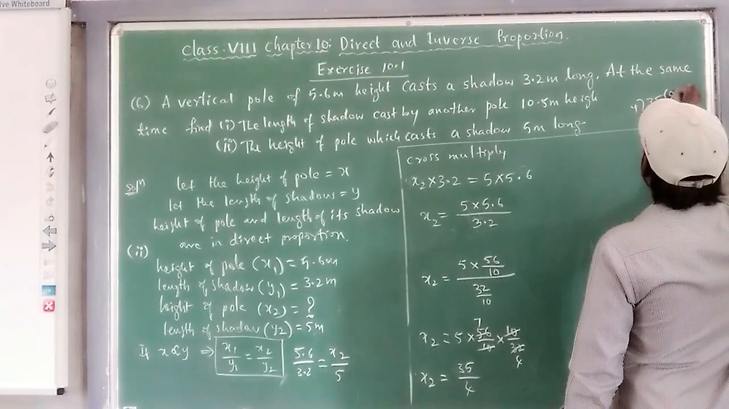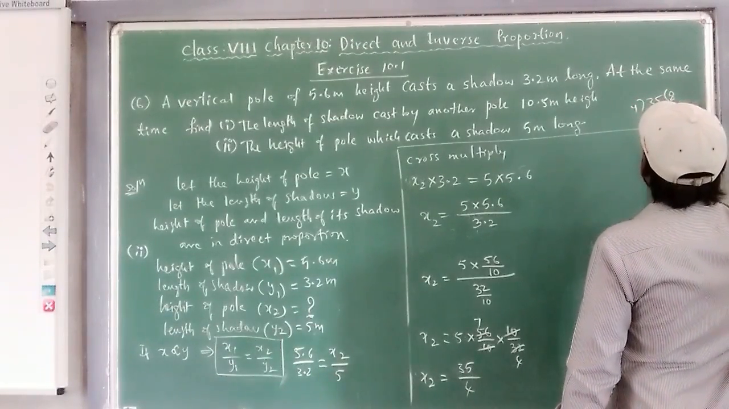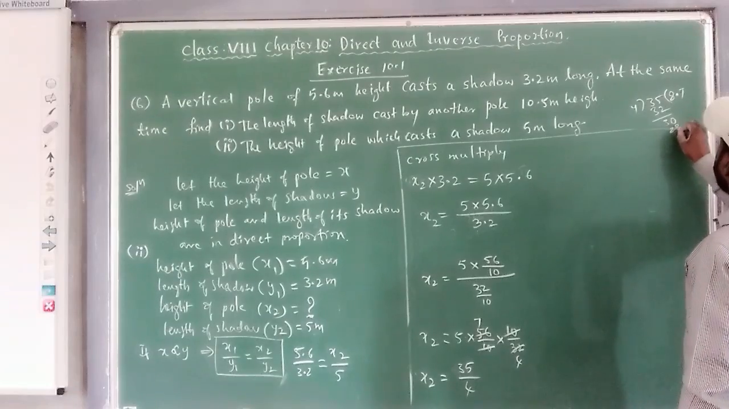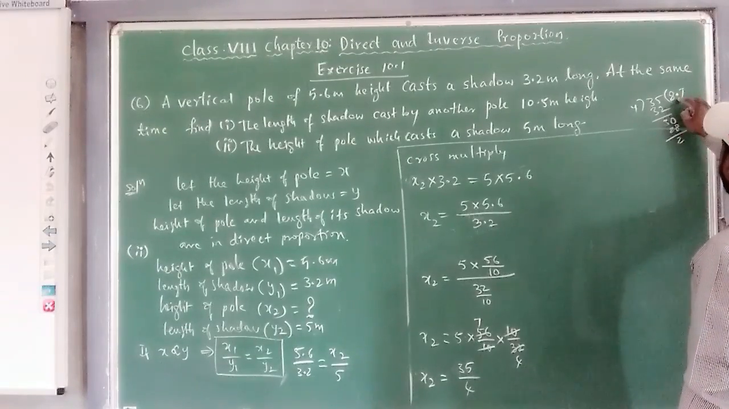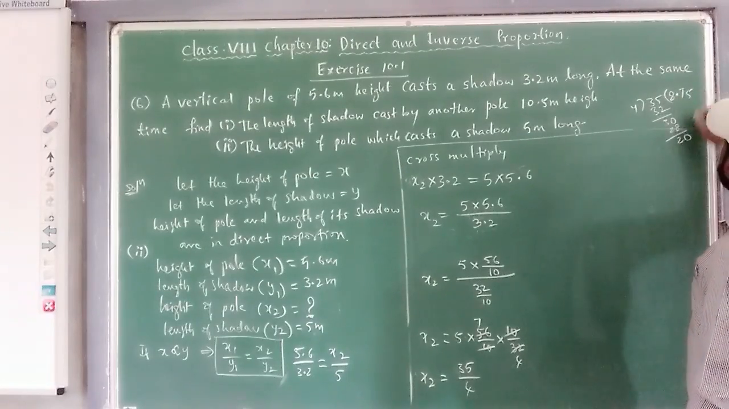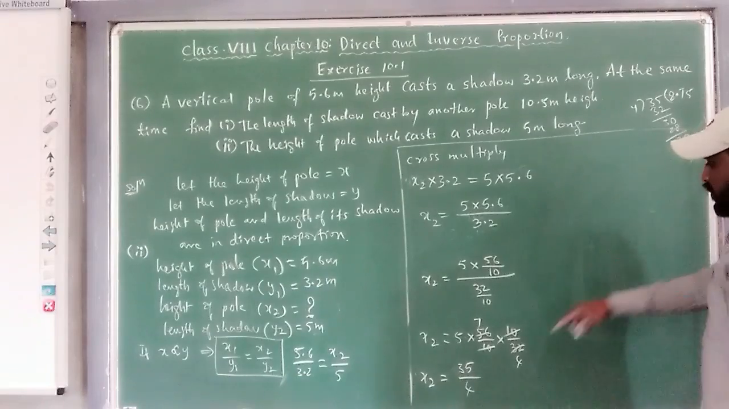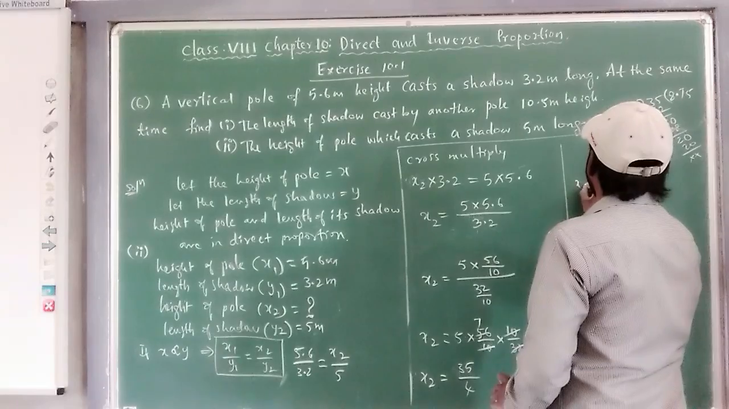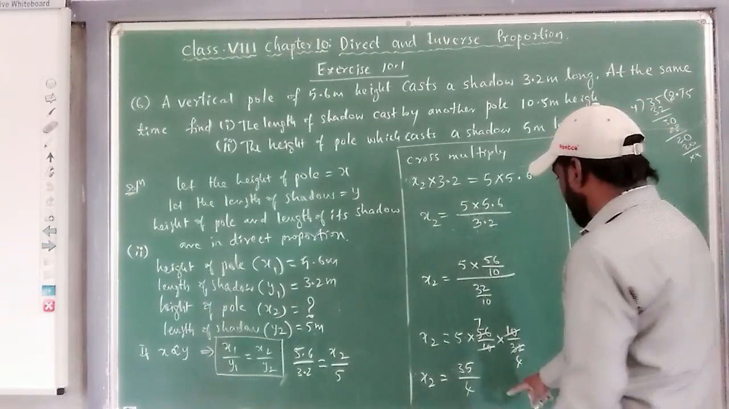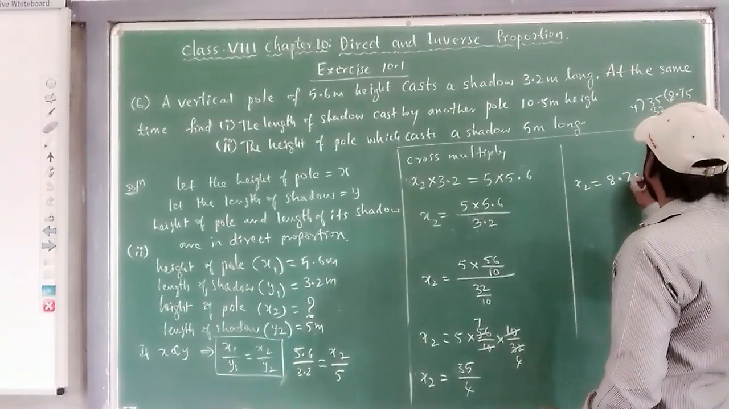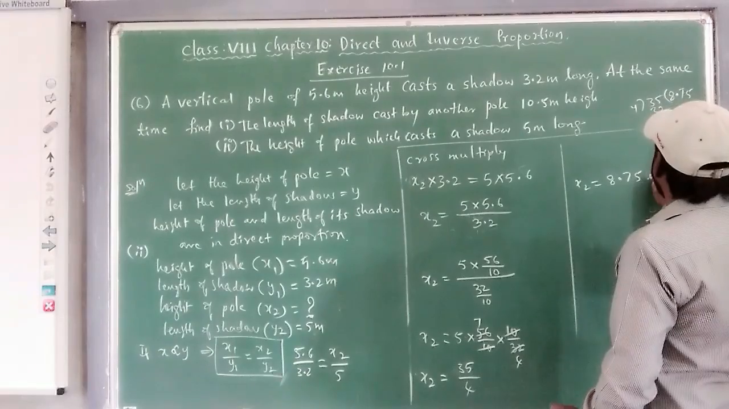4 8s are 32. 3 remains. Decimal point you take. 4 7s are 28. Remaining 2. Already the decimal point is taken, so you can take 0. So 4 5s are 20. So 35 by 4 will be equal to what? x2 is equal to 35 divided by 4, that is equal to 8.75.